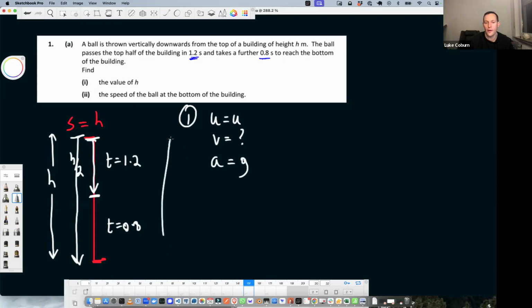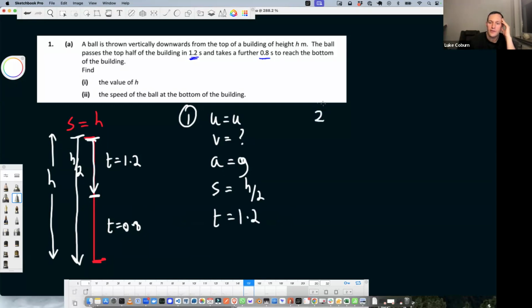Like if it was being thrown up and then it fell back down, then G would be working against the direction of motion. So it would be decelerating the particle, but here it's just accelerating the particle because it's thrown up. You're always choosing a direction to make positive, and here we just say downwards is going to be positive, okay? So A is equal to G, which is 9.8 meters per second squared, and then we have S is equal to H over 2, and then T is equal to 1.2.